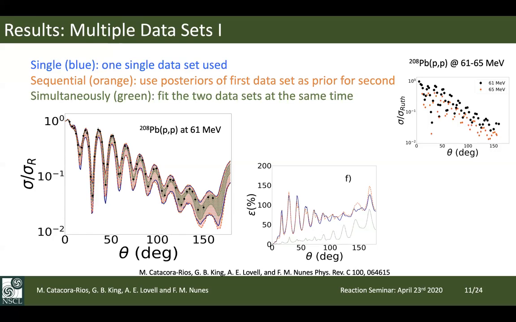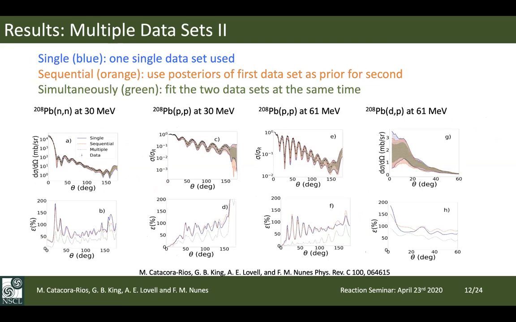And we can see that although the sequential and the single data set are almost identical, we see a very large reduction in the uncertainty for the simultaneous multiple green fitting. And so we see that by including the second data set in the fitting process, in the chi-square definition, we reduce the uncertainties in cases by up to 50%. So we can see here that the green is much lower than the other two. And this corresponds to the reduction in the uncertainty in the width of the band.